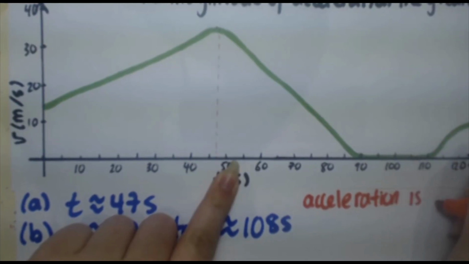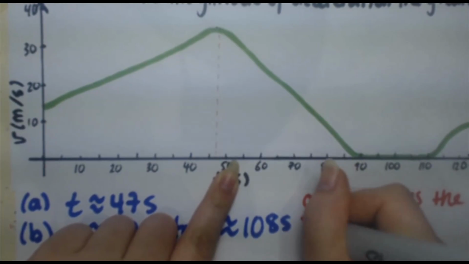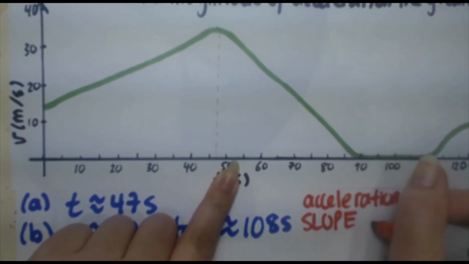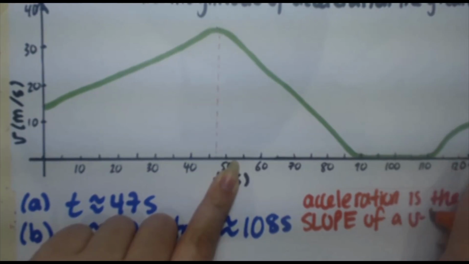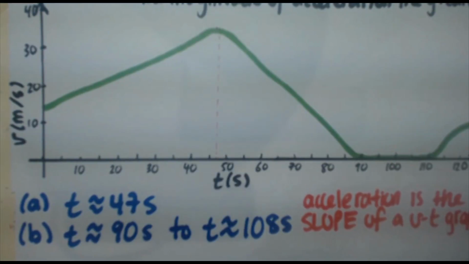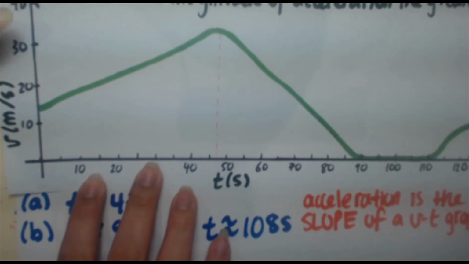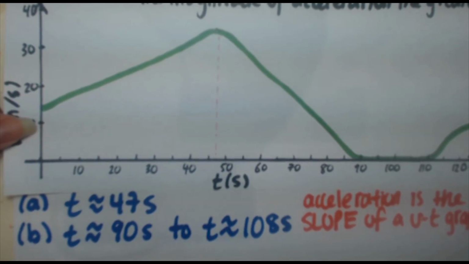Acceleration is the slope of a VT graph. Also, a little note on the side as well, in case you did not know, displacement is the area underneath the velocity time graph. Okay? So just so you know, you don't need to know that for this, but a lot of information can be gathered from the velocity time graph.